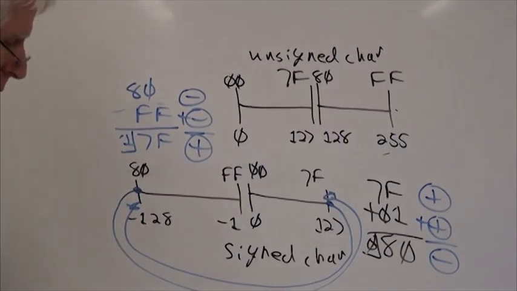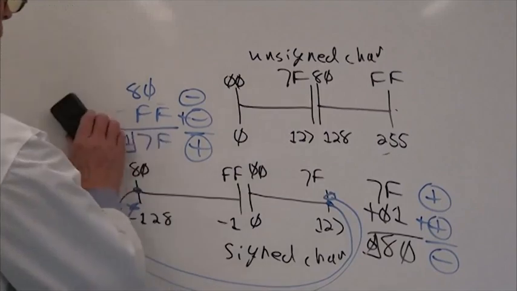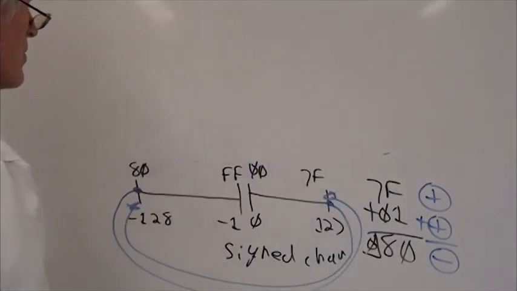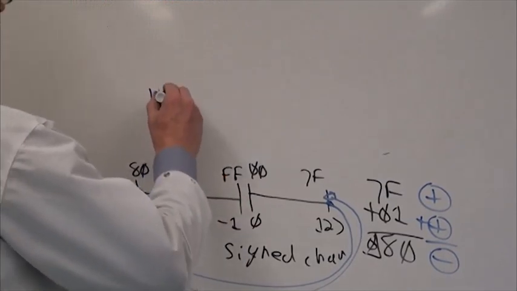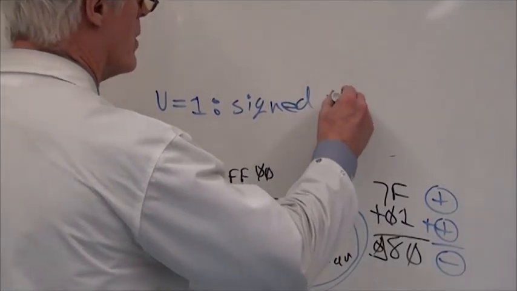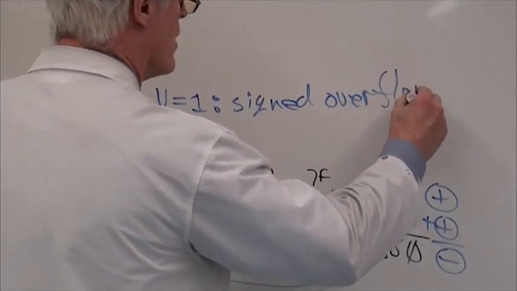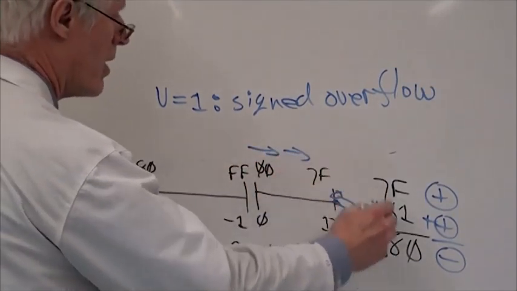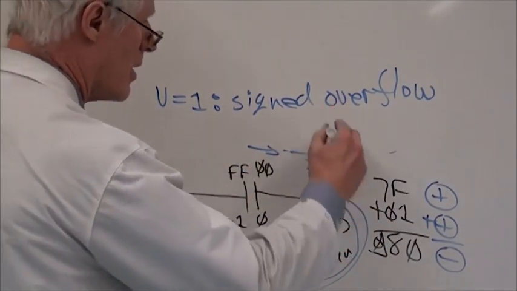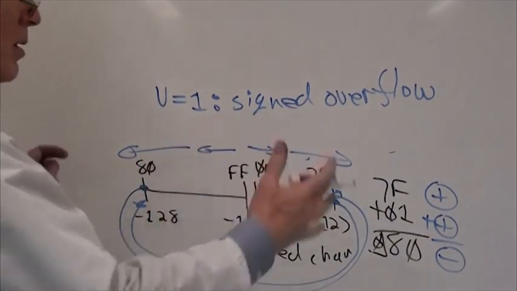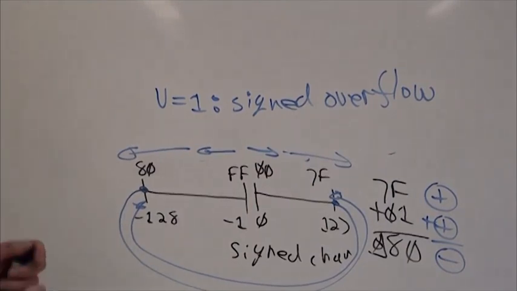Now, when we take a look at our signed number line, we have something called the signed overflow. The C bit is called the unsigned overflow. Here we have something called V. V equals 1 indicates that we have a signed overflow. And the concept of a signed overflow is quite simple. If you add a positive to a positive and you go past the positive end, that is a signed overflow. If you add a negative to a negative and go past the negative end, then this is a signed overflow, because the number will not fit in our signed line.